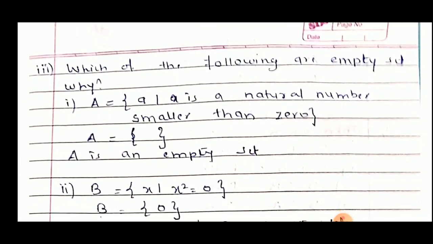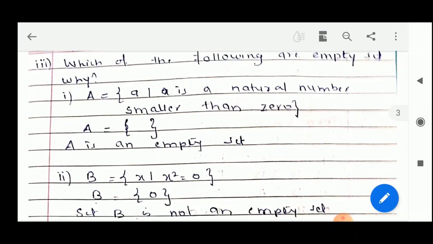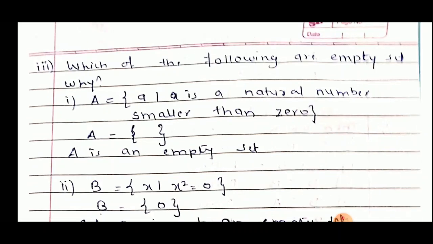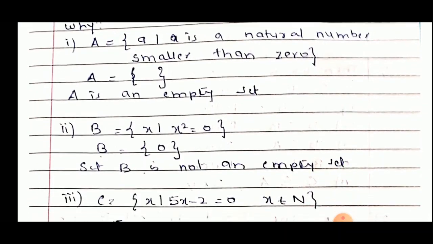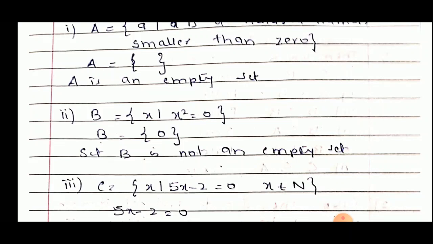Now the third example, you see which of the following are empty set and why. A is the natural number smaller than 0. Now there is no natural number smaller than 0, so A is an empty set. Then B is the set of all x such that x square is equal to 0. Now 0 square is equal to 0. So the element of B will be 0. So 0 is an element. So B is a singleton set, but it is not the empty set.